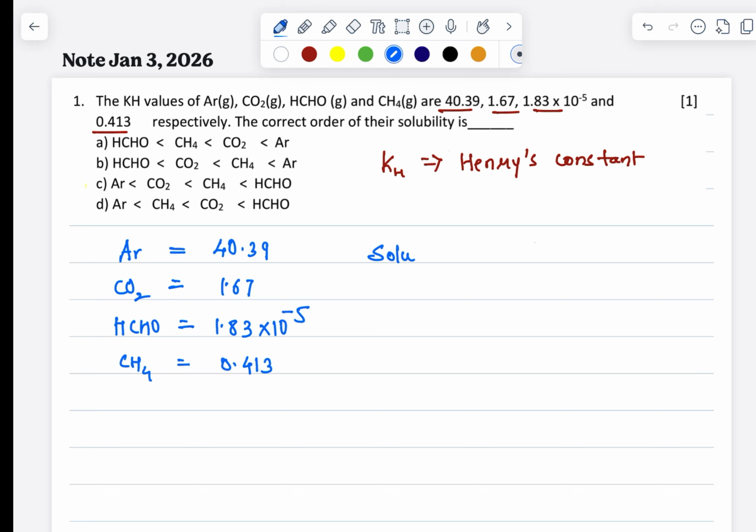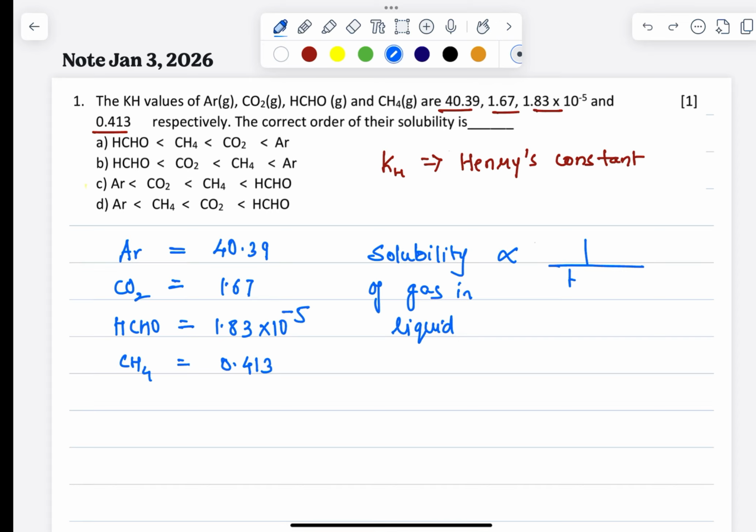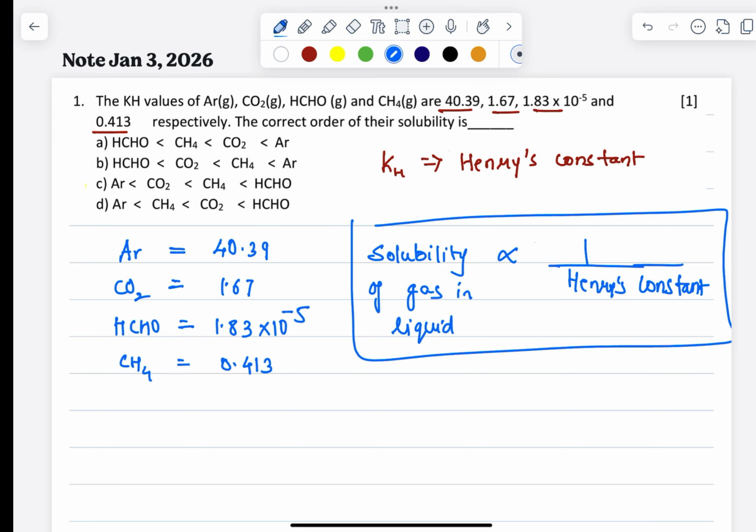that solubility of gas in liquid is inversely proportional to Henry's constant. This is what you can make a note of.